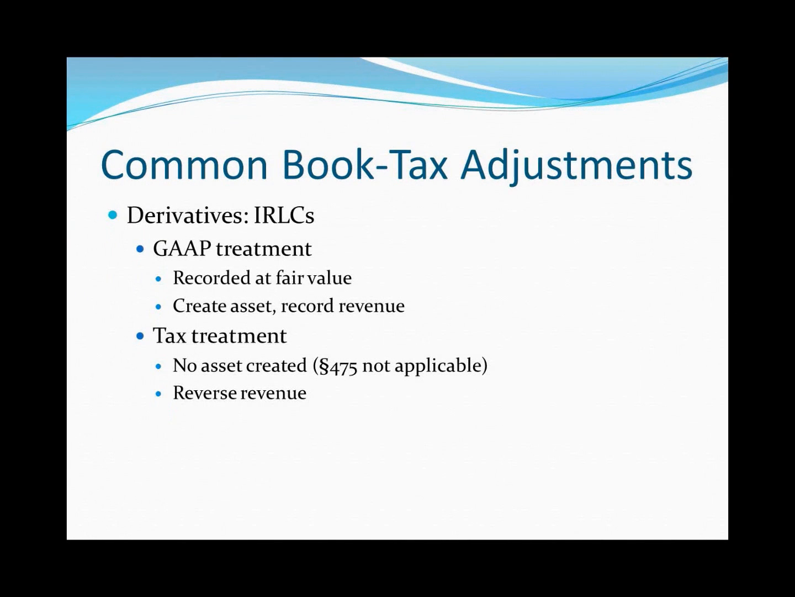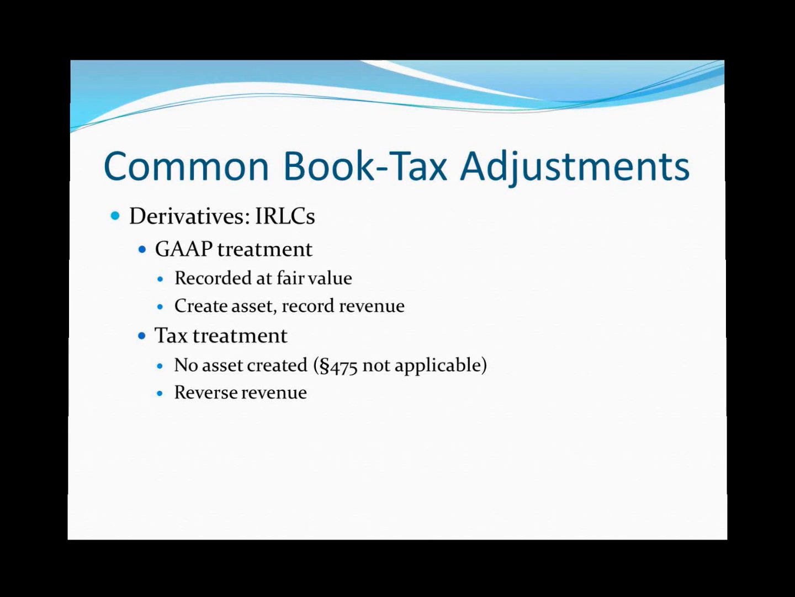So derivatives, this kind of just talks about how we get to the book tax difference. GAAP, they record a derivative at fair value, so they create an asset, record revenue. For tax purposes, our position at Richey May and our understanding that the industry position is that there's no asset created, and therefore we should be able to reverse out this revenue that gets booked for GAAP purposes.